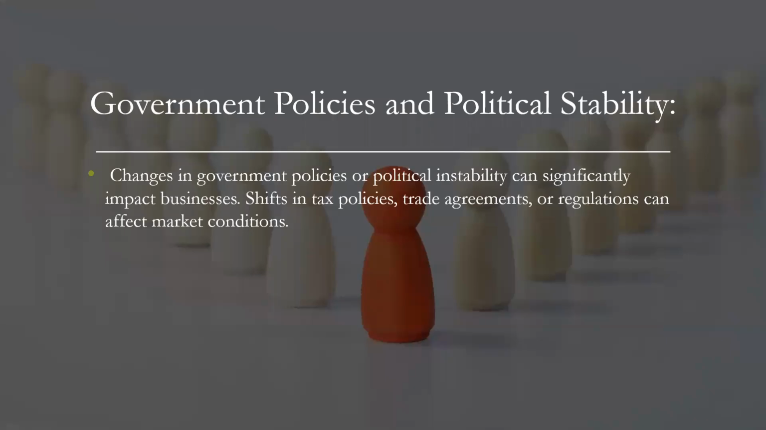Then we have the government policies and political stability. Of course, changes in government policies and political instability can significantly impact business. Shifts in tax policies, trade agreements, and regulations can affect market conditions. If we speak about the local government, earlier we had the BJP, now we have the Congress. When the government changes, the policies also change. The best example is the GST.